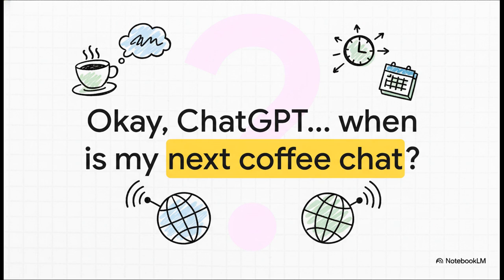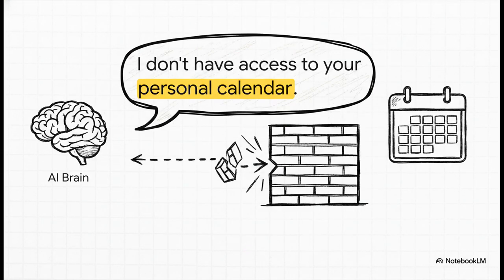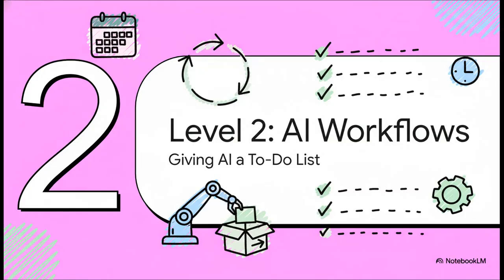Okay, so what happens if we ask our brilliant intern a simple question that involves the outside world, like this one? What do you think is going to happen? Yep, exactly what you'd expect. It fails. The LLM can't see your calendar, it can't check your emails, it can't see anything outside of that library of training data. And this very specific limitation, well, it creates the need for our next level. So let's move on up to level 2 and see how this works.